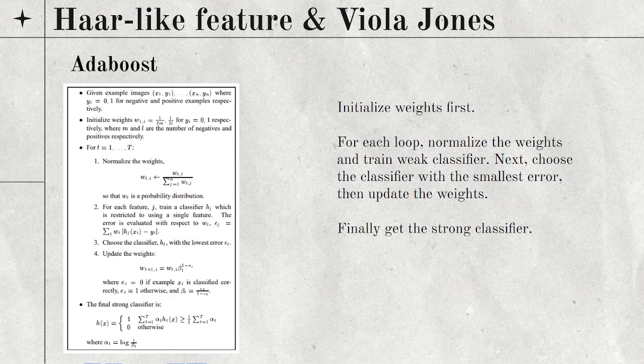Next is AdaBoost. This part is the same as homework 1. First, we initialize the weights and start the loop. For each loop, normalize the weights and train weak classifiers. Next, choose the classifier with the smallest error. Then update the weights. Finally, get a strong classifier and save it. After this, we can evaluate our classifier with test data.